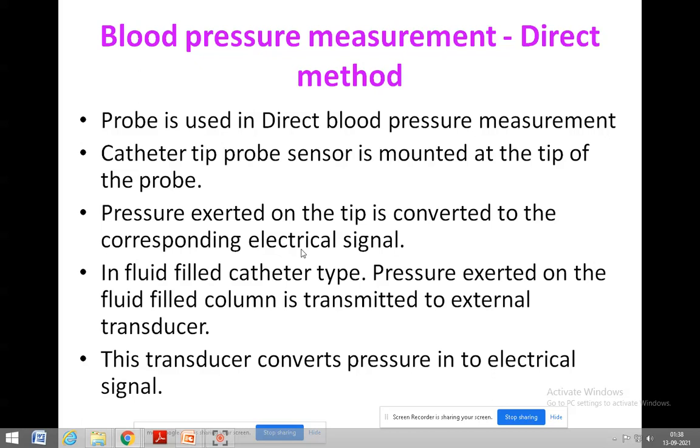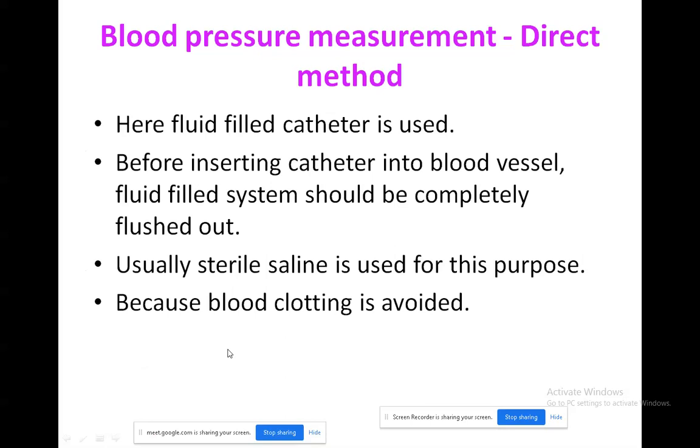In the fluid filled catheter type, pressure exerted on the fluid filled column is transmitted to an external transducer. Here the transducer helps to convert the pressure into an electrical signal. The fluid filled catheter is used for measuring the biosignal or pressure. Before inserting the catheter into the blood vessel, the fluid filled system should be completely flushed out. Usually sterile saline will be used for this purpose, to sterilize the material, because blood clotting will be avoided due to that.